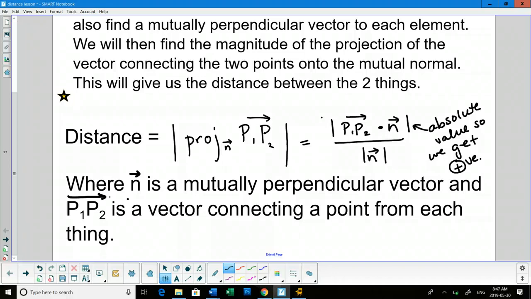Okay, there's a couple of little exceptions to this, because this works for the most part, but if I happen to have two parallel lines, it can be difficult for me to find that mutually perpendicular vector because I can't cross the direction vectors. And in that case, we're going to need something slightly altered from this projection formula in order to find the distance between those two things. So there's a couple of things that I'll show you on the next slide that are exceptions to this.